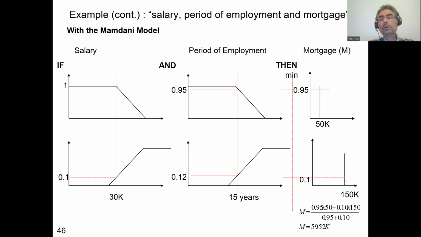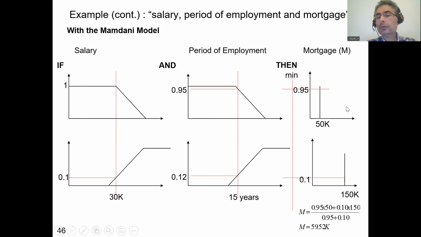Now I've come up with this one, and this represents low salary and this represents high salary, and this represents shorter period of employment, and this represents longer period of employment, and these are fixed mortgage values for the output, the consequent part. And then I fix these.